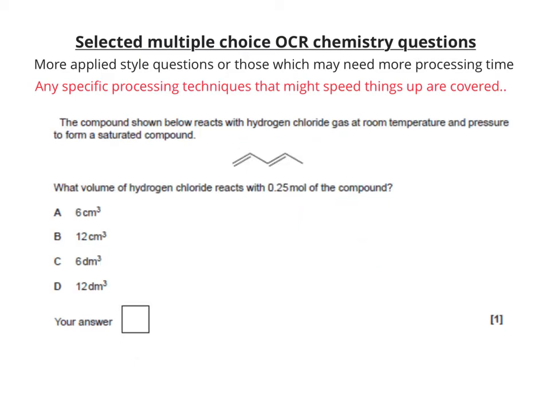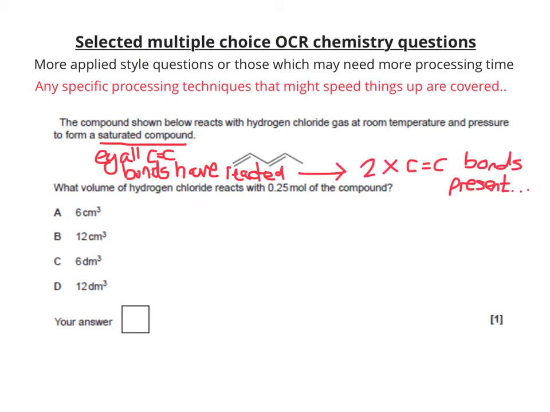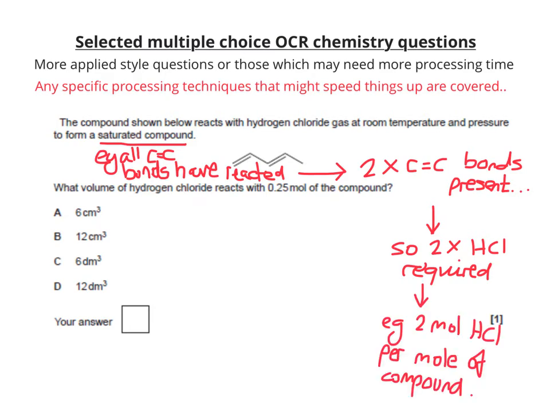So with this one, it says that the compound below reacts with hydrogen chloride gas at room temperature and pressure to form a saturated compound. So that means all carbon-carbon double bonds have reacted. If we look at the carbon-carbon double bonds, there are 2 present in your structure. So you therefore need 2 HCl molecules, which means 2 moles of HCl needed for every mole of the compound.